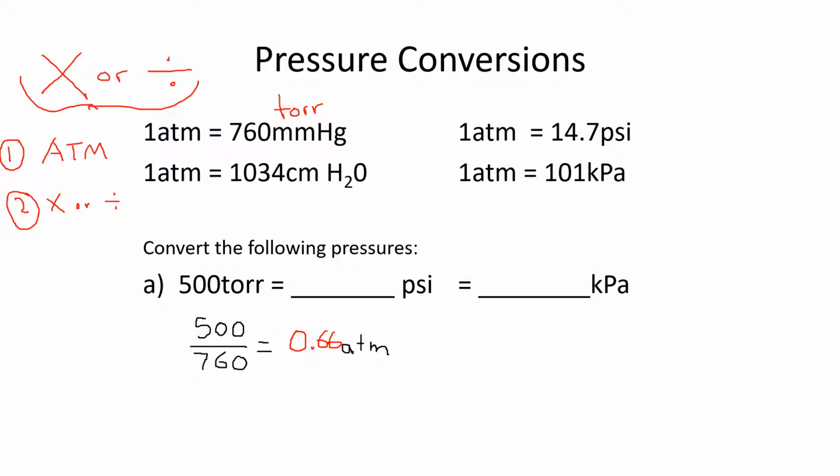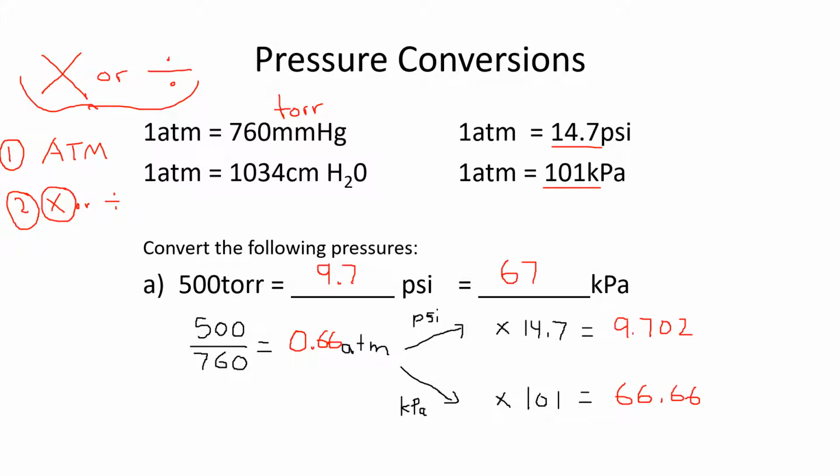Save all your decimal places in your calculator, and if you have a memory function, use that as well. Because now to go to PSI, all you got to do is multiply by the conversion factor. And if you want to go to kilopascals, all you got to do is multiply by the conversion factor. So PSI, multiply by 14.7. Kilopascals, multiply by 1.101. So you end up with 500 torr equal to 9.7 pounds per square inch, equal to about 67 kilopascals.